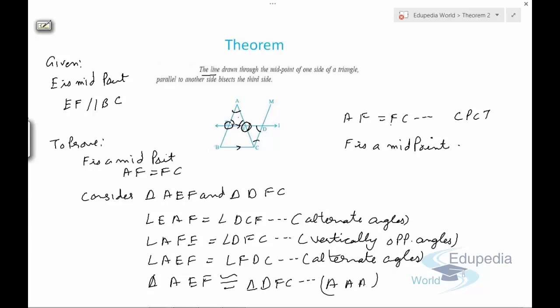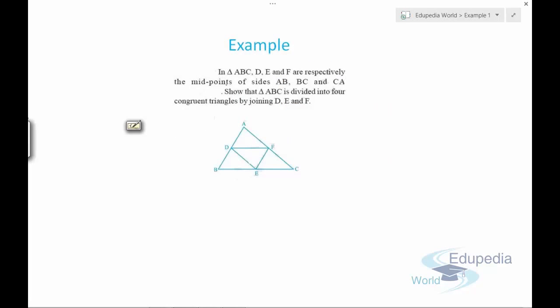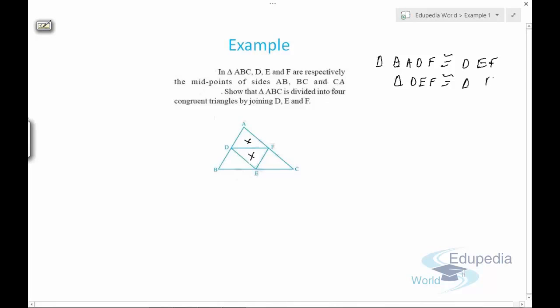So let's discuss some questions, some examples related to the midpoint theorem and the converse of the midpoint theorem. So let's discuss example number 1. The example says that in triangle ABC, D, E and F are the midpoints of sides AB, BC and CA. Now we need to show that triangle ABC is divided into 4 congruent triangles by joining D, E, F. Means we need to prove that triangle ADF is congruent to triangle DEF, triangle DEF is congruent to triangle DBE, and then triangle DEF is congruent to triangle FCE, right? So let's see how we can prove this.